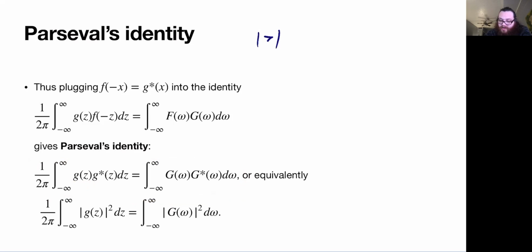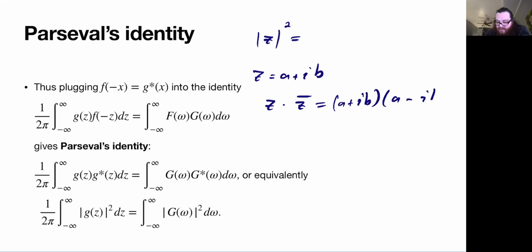So in general, if z is equal to a plus ib, z times its complex conjugate, a plus ib, a minus ib, distribute it, you're going to end up with a squared plus b squared, which is kind of this vector norm, right? Treating this complex number as a vector in two dimensions, vector norm squared.